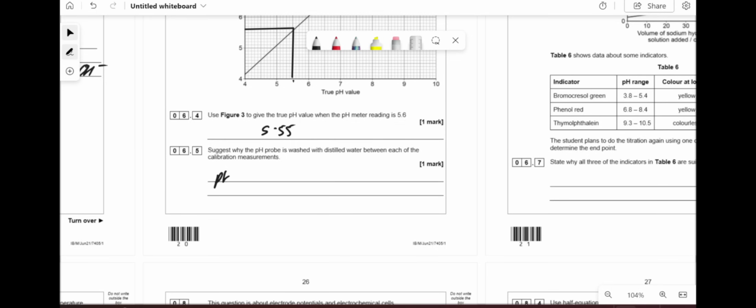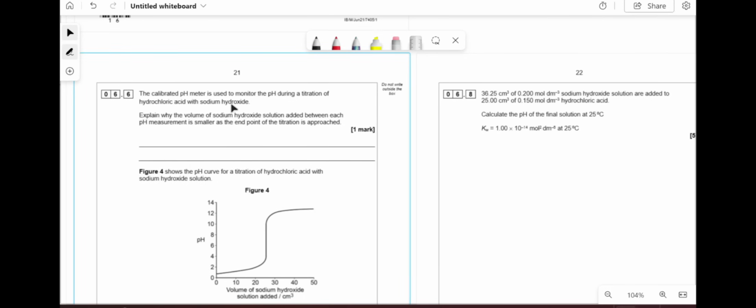The calibrated pH meter is used to monitor the pH during a titration of hydrochloric acid with sodium hydroxide. Explain why the volume of sodium hydroxide solution added between each pH measurement is smaller as the endpoint of the titration is approached. It's so that you don't miss the endpoint.